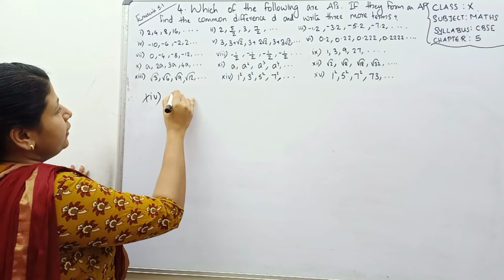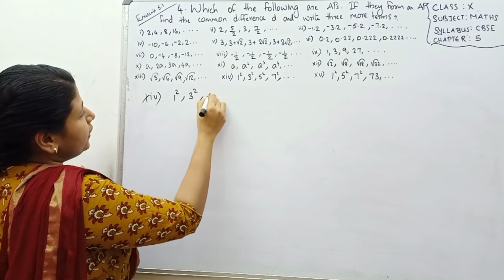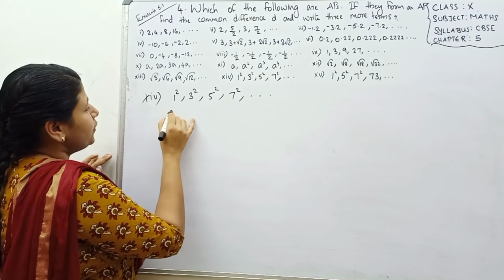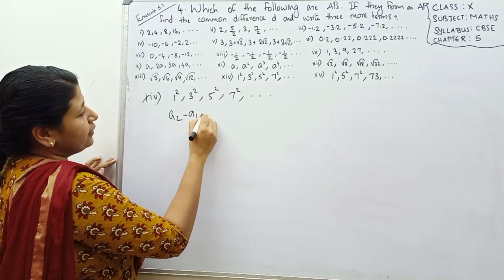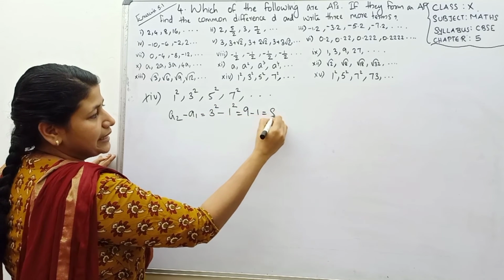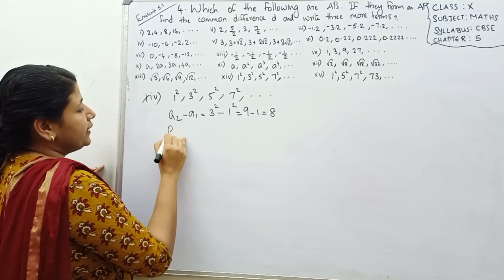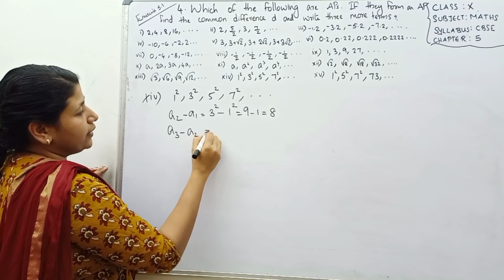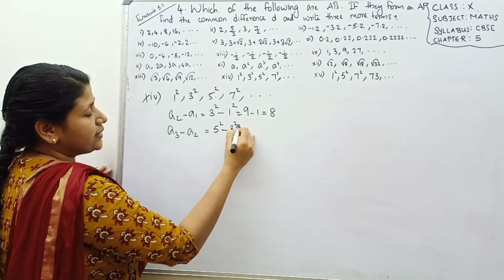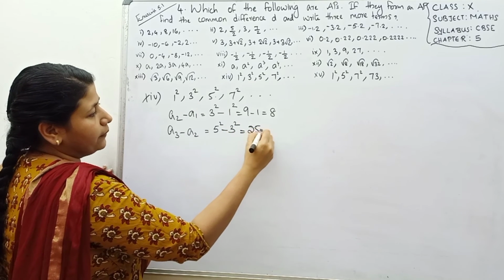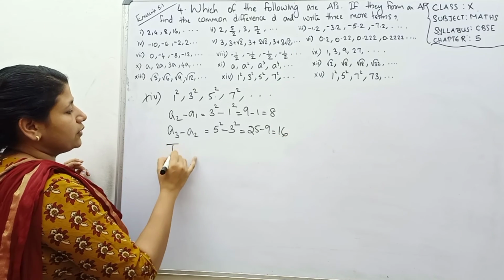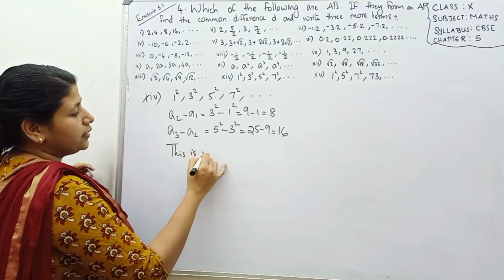Question number 14. 1 square, 3 square, 5 square, 7 square, etc. So, A2 minus A1. 3 square minus 1 square, that is 9 minus 1 is 8. Then A3 minus A2. A3 is 5 square. 5 square minus A2, which is 3 square, 25 minus 9, which is 16. So we can say that this is not an AP.